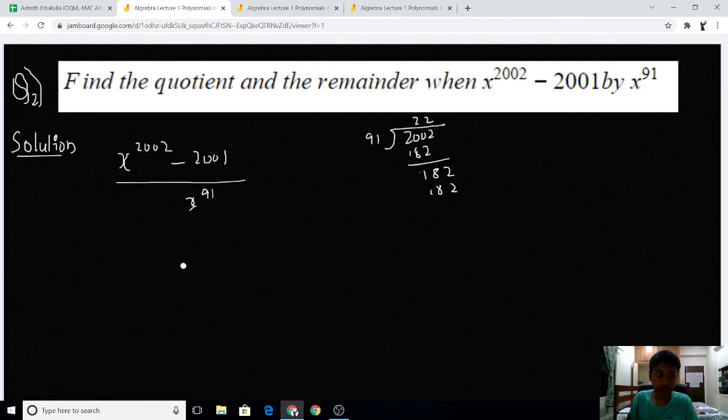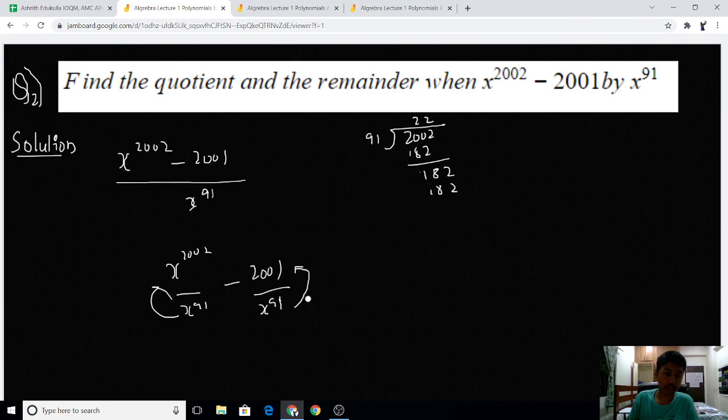So x power 2002 can be written as x power 91 into 22. So this divides this, minus 2001 by x power 91, and the remainder is always less than the divisor. So we can say that the remainder equals negative 2001.